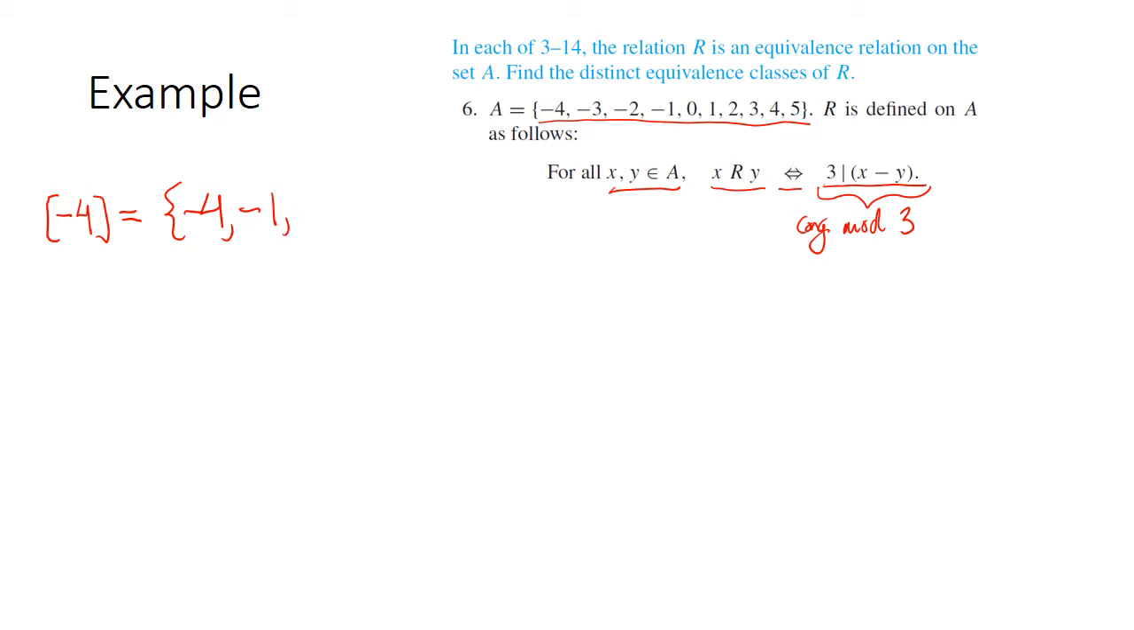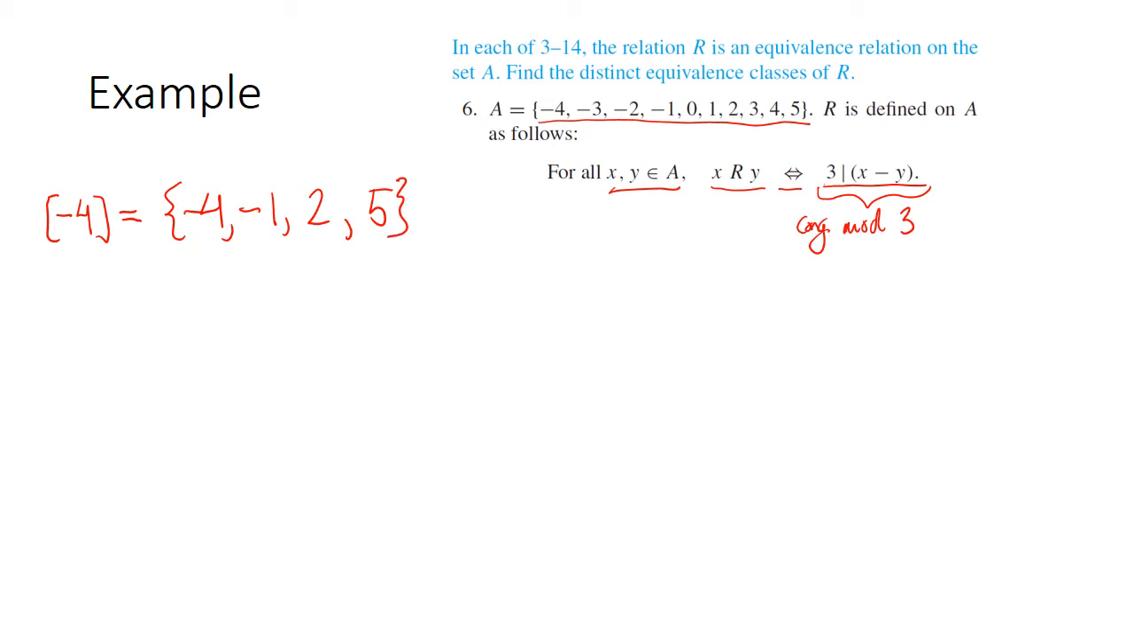And then after that, you can keep going in the same manner, and the next one that you get is, I believe, 2. So -4 minus 2 is -6, and that is divisible by 3. And then after that, I believe you get 5. So -4 minus 5 is -9, and that's divisible by 3.